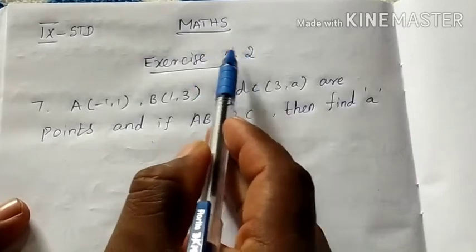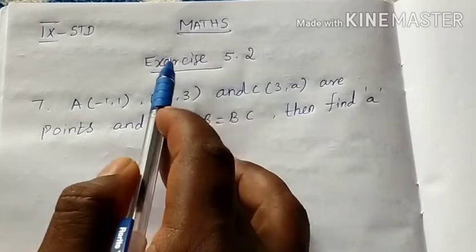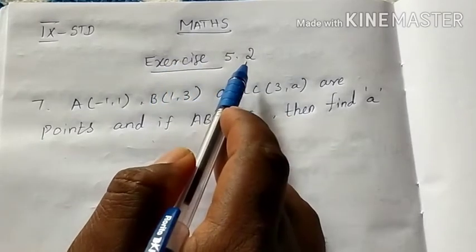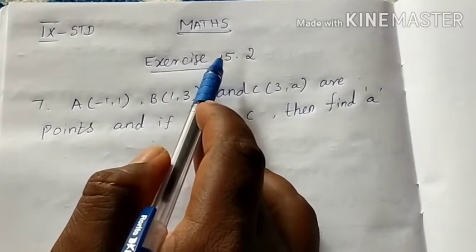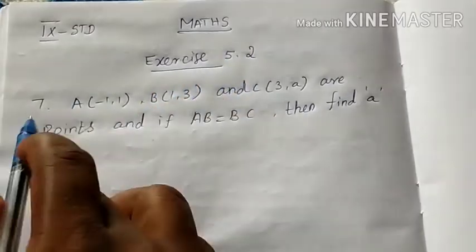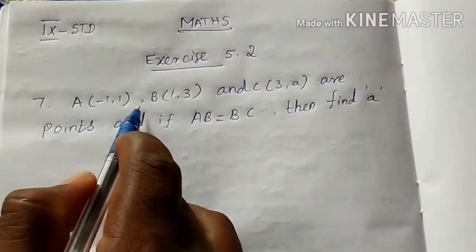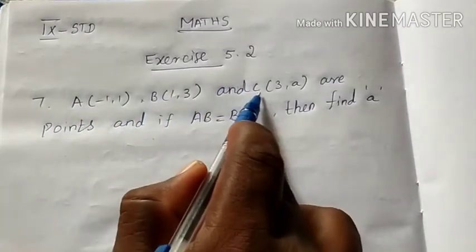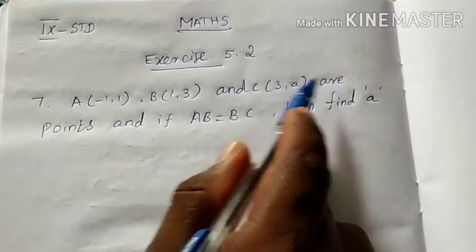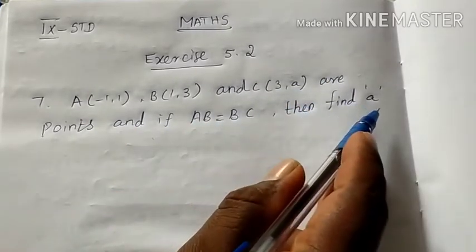In the last class we discussed the application of distance between any two points. In this class also we are going to see about distance between any two points. Okay. Exercise 5.2, seventh question. The points A (-1, 1), B (1, 3) and C (3, a) are collinear points. And if AB equals BC, then find a.